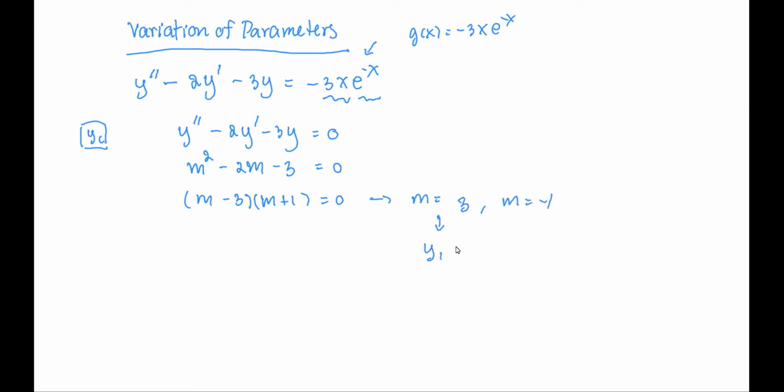We get m equals 3, m equals negative 1. That tells you y1 is e to the 3x, y2 equals e to the negative x. The order doesn't matter, but if you start this way, you have to keep going with y1 as e to the 3x and y2 as e to the negative x. Number three now. We're going to make sure that the equation is in the standard form.